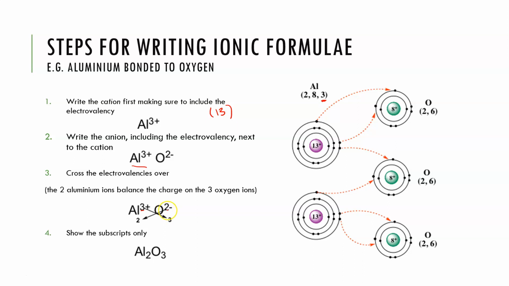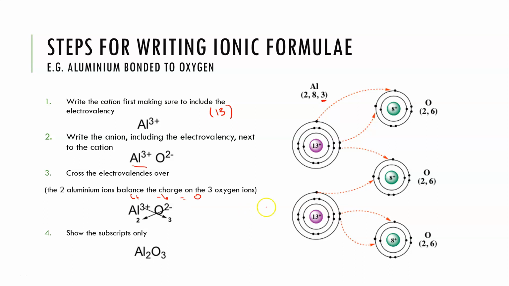I take the value of the electrovalency on my anion and I make that the subscript on my cation. So that 2 will come down and become Al2, and then the 3 will come down and be O3. I'm still essentially cancelling out the charges because 2 lots of 3+ is going to be 6+ that I have here. 3 lots of 2- is going to be 6-, so overall it will equal 0. The math always works if we use swap and drop.